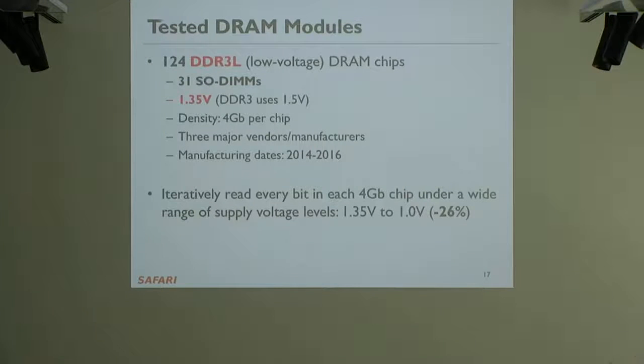So what we did was we tested a bunch of DRAM modules that were manufactured between these years. And we iteratively read every bit in each of the chips on a wide range of supply voltage levels, from 1.35 volts to 1.0 volts. That was where you'll see the error rates. Going below this doesn't make sense, actually, because you get a lot of errors.